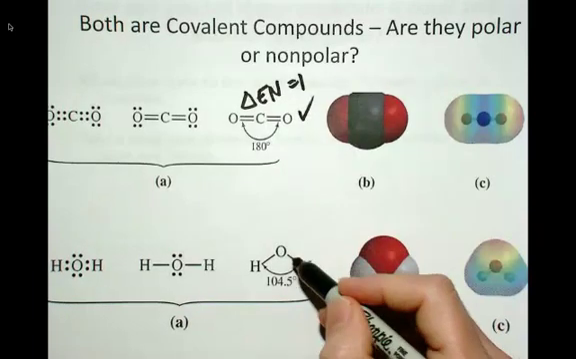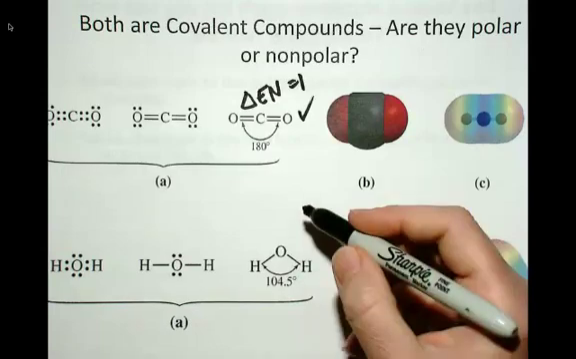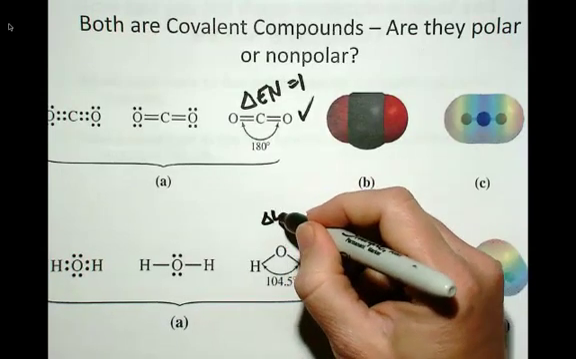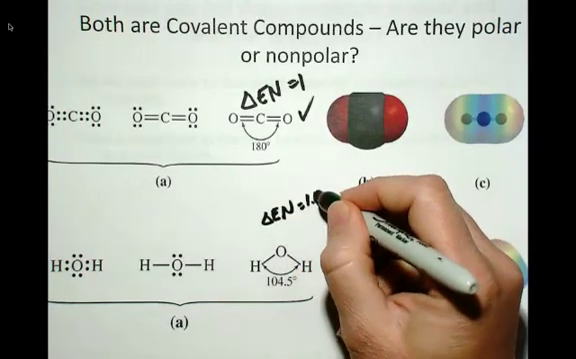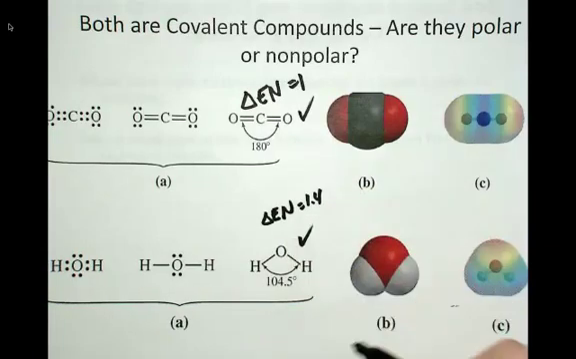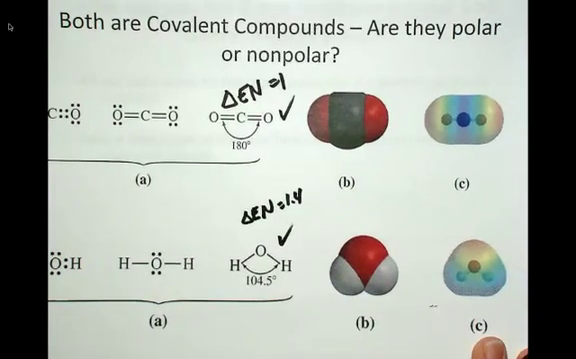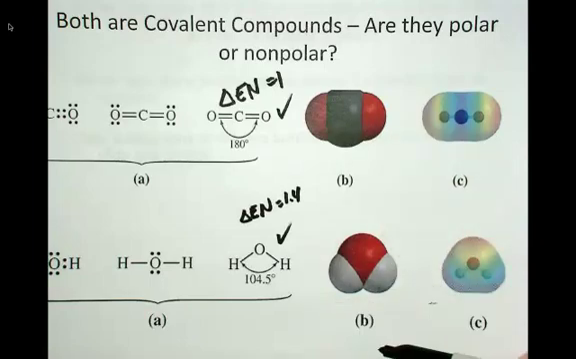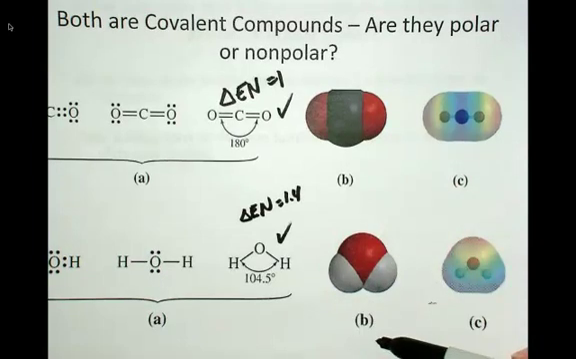Check. And this one we've already looked at. We know these OH bonds are polar. The electronegativity difference was 1.4. Check. Okay, so we've got the polar bonds. So how do we decide whether or not these two molecules are polar or nonpolar?